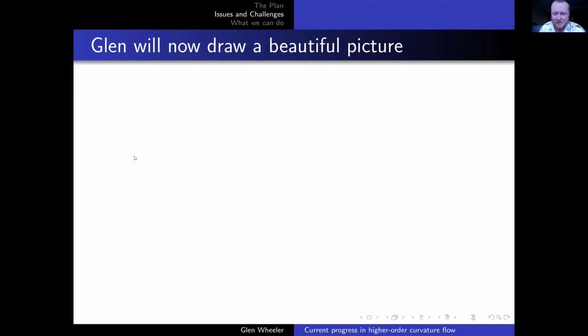So here we go. I'm going to try to use the Zoom annotation to do it, and I'm not good at using it, so please forgive me if it's terrible. Now what I'm trying to demonstrate here is the relationship between non-preservation of embeddedness and pinch-off.